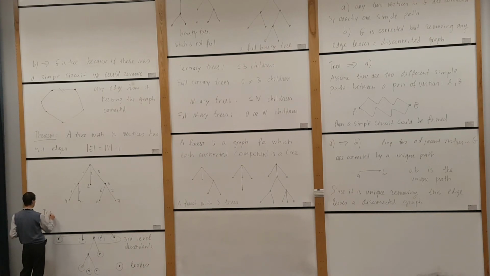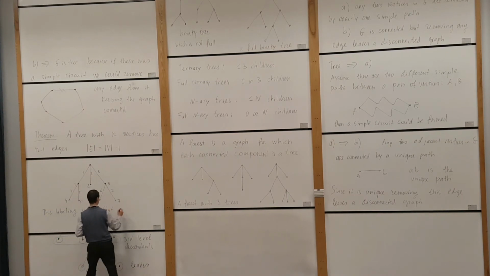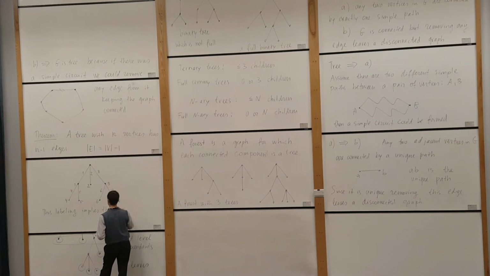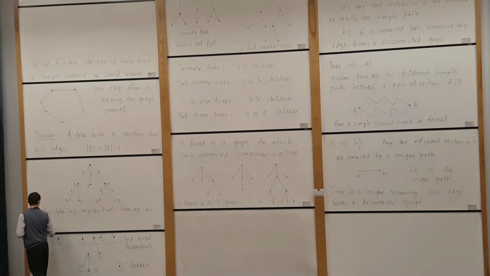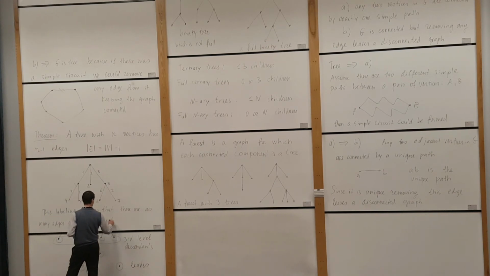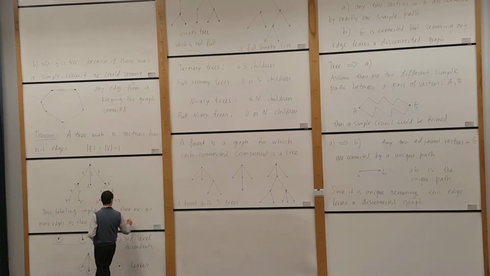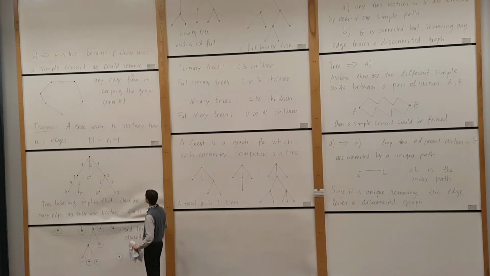Right, so this labeling implies that there are as many edges as there are vertices minus the root. Okay.